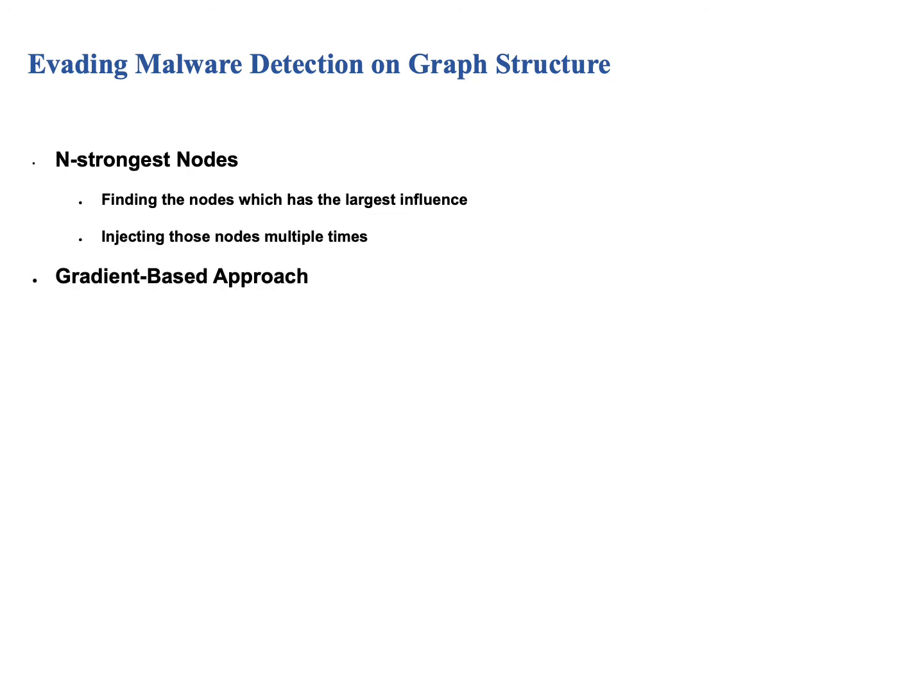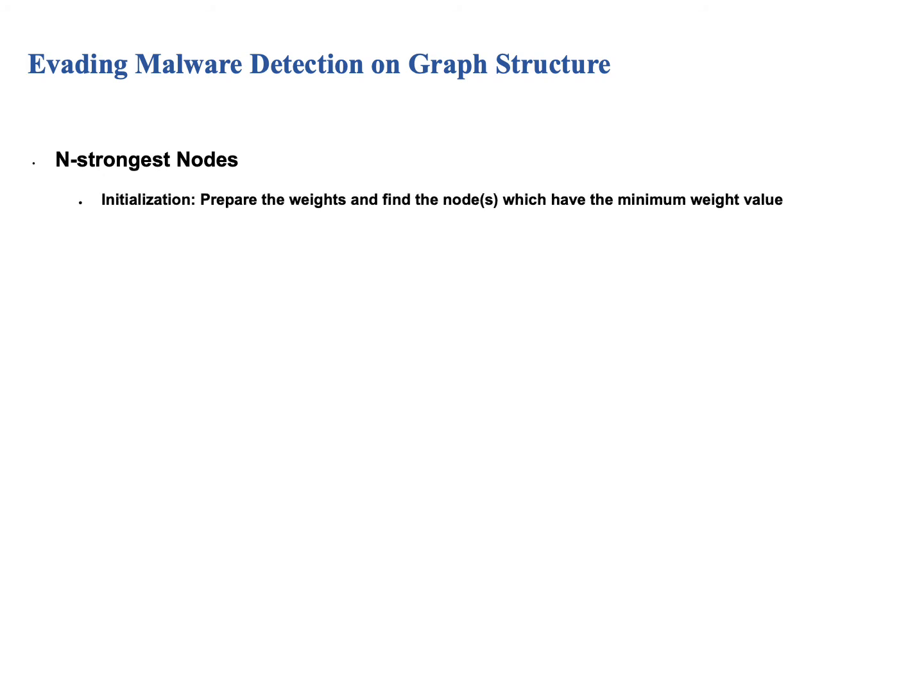For the instruction node method, we have multiple steps. The first step is initialization. It means we should prepare the matrix which we can get from the training model, and then find the node which has the largest influence. In our situation, largest influence means the node which has the minimal value. And after initialization, we can do our injection operation, which also has multiple steps.